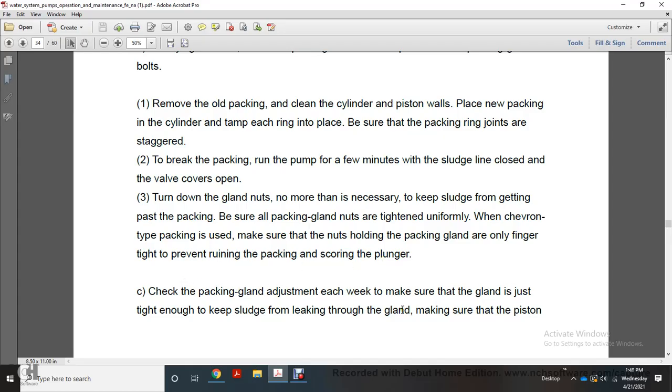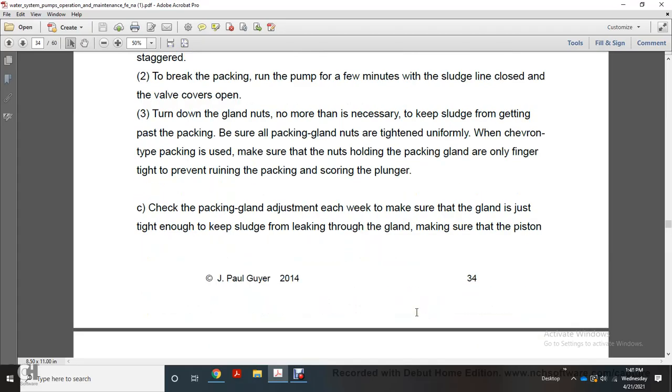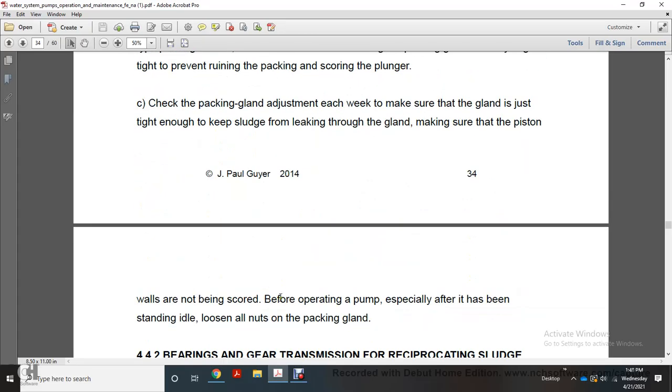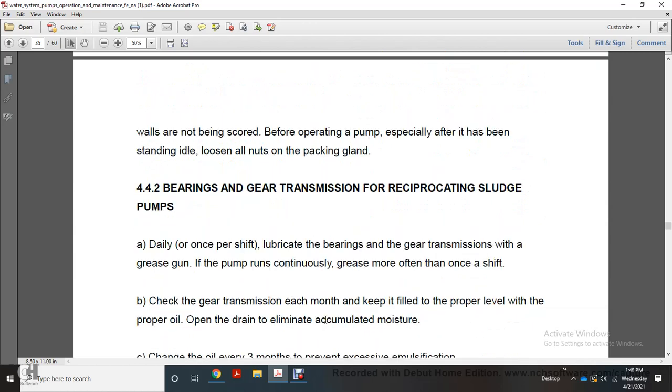Check the packing gland adjustment each week to make sure the gland is just tight enough to keep the sludge from leaking through the gland. Make sure that the piston walls are not scored before operating the pump, especially after it has been standing idle. Watch for loose head nuts on the packing gland.